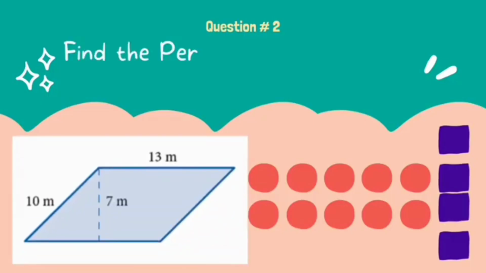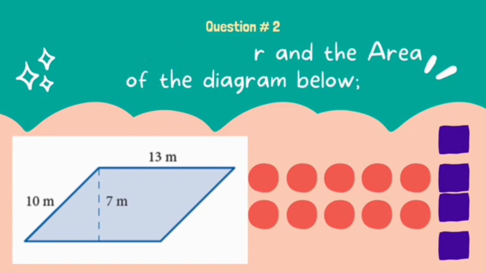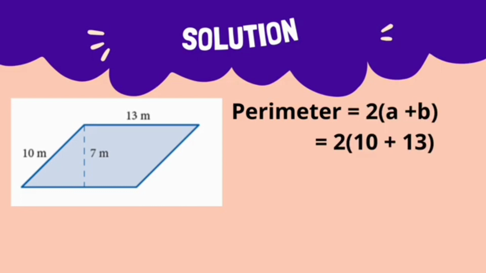Next, let's see our second example. Find the perimeter and the area of the parallelogram below. The perimeter of a parallelogram is 2 multiplying the slant side plus the base. That gives 2 multiplying 10 meters plus 13 meters, which is 2 multiplying 23 meters. The perimeter of the parallelogram is 46 meters.